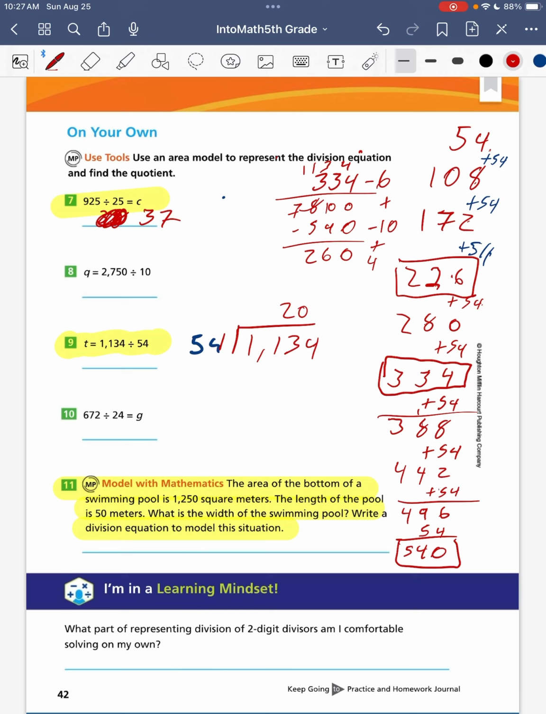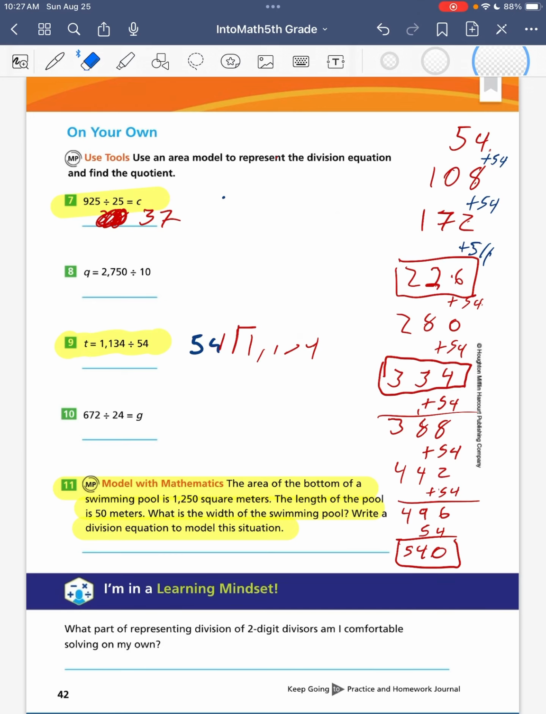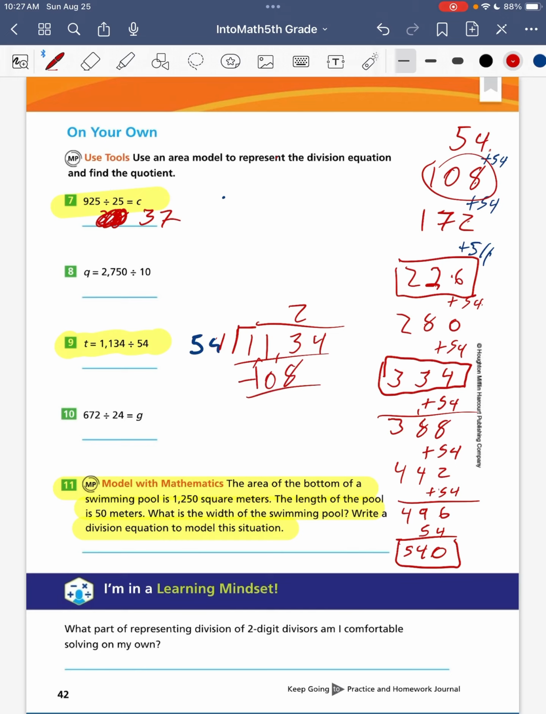Now, proof of concept. What happens when we actually divide out 1134 divided by 54? My apologies. All right, 54. The closest multiple of 54 that can go into 113 is 2, minus 108. 113 minus 108 leaves me with 5, and 54 and 21.